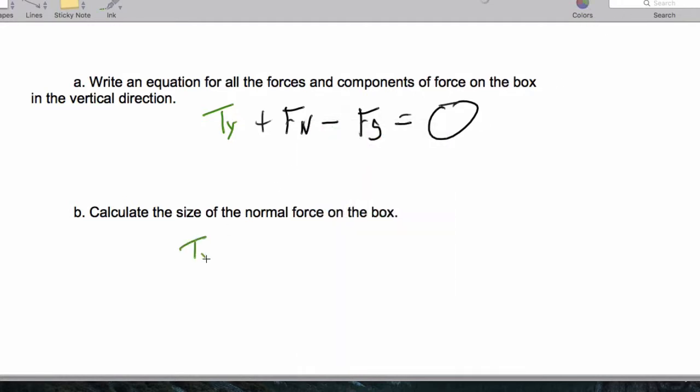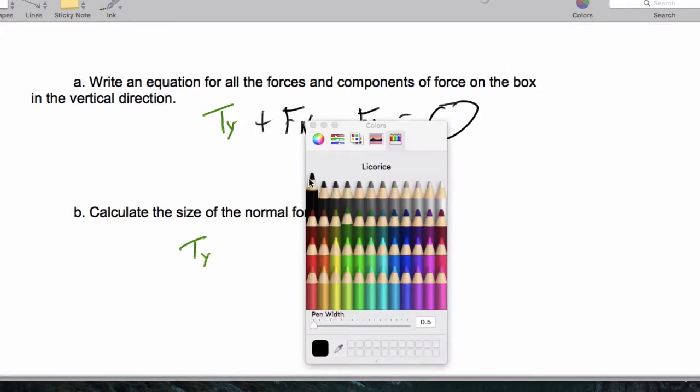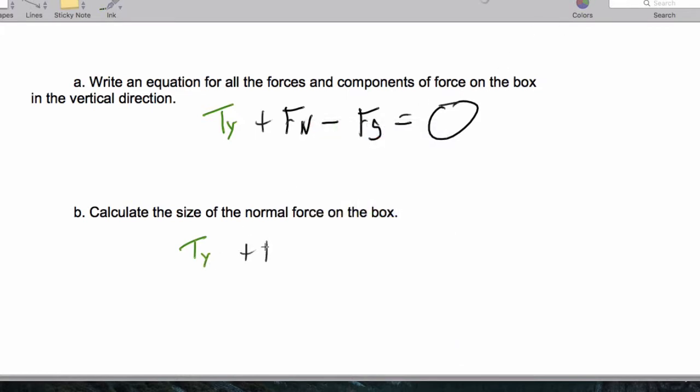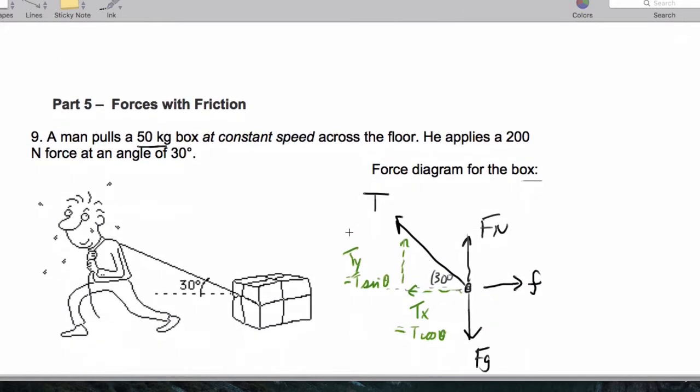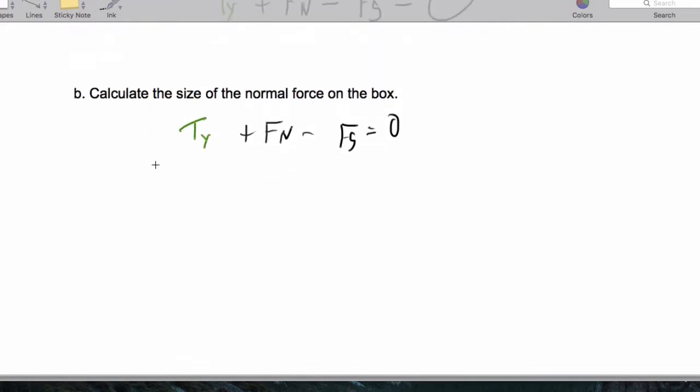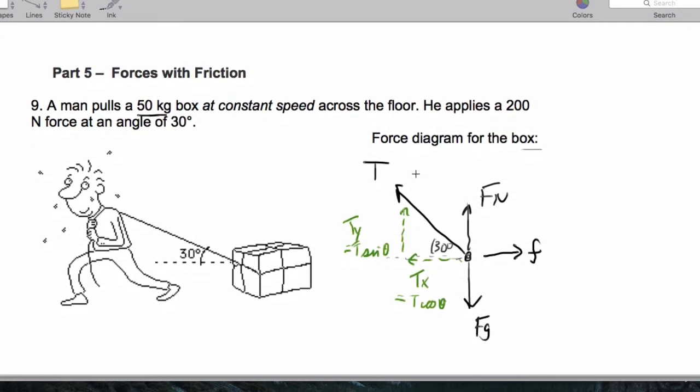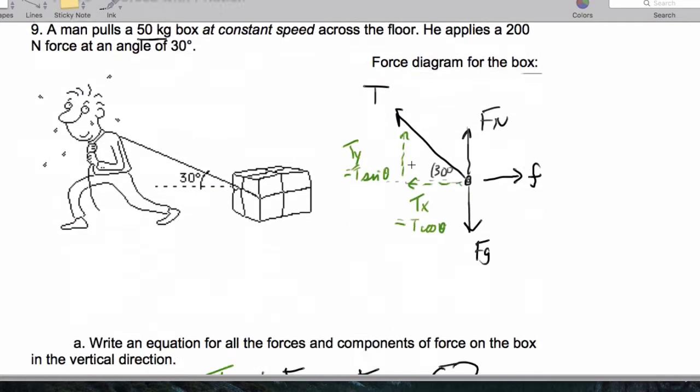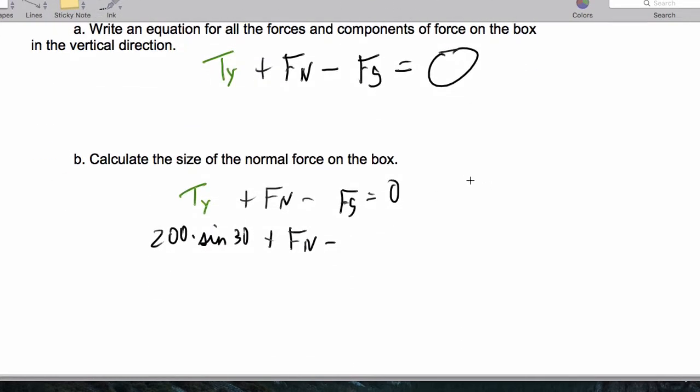So let's go ahead and do that based on the numbers we have here. So we have Ty plus Fn minus Fg equals 0. And now we can put in numbers. So this is 200 times the sine of 30 plus Fn minus Fg. Let's just remember it's a 50 kilogram box. So off to the side, Fg is 50 times 10 because that's m times g. So that's give me 50 newtons. So minus 50 equals 0.